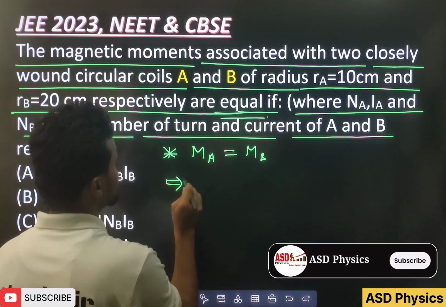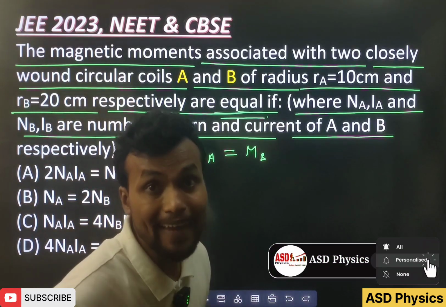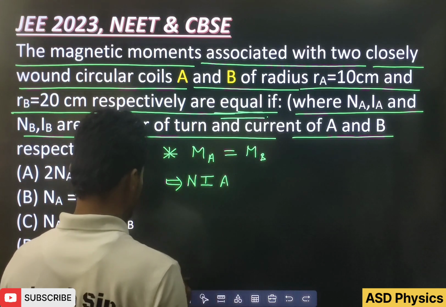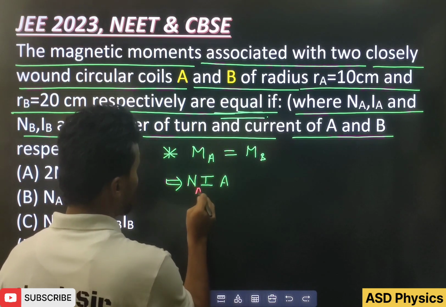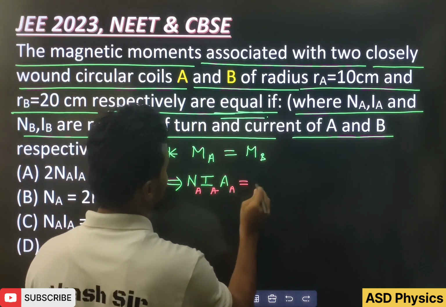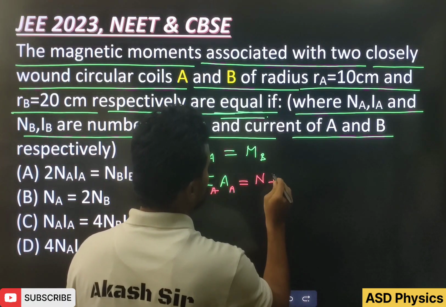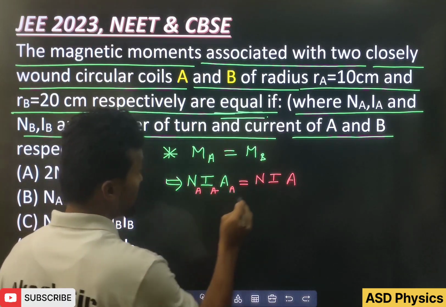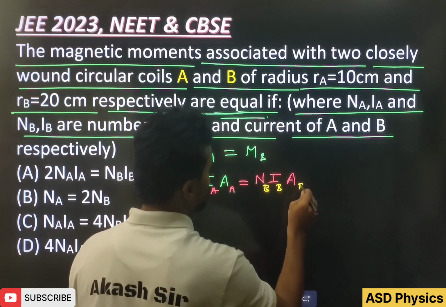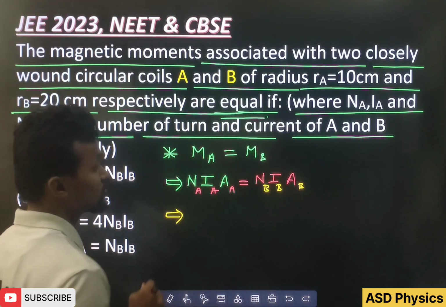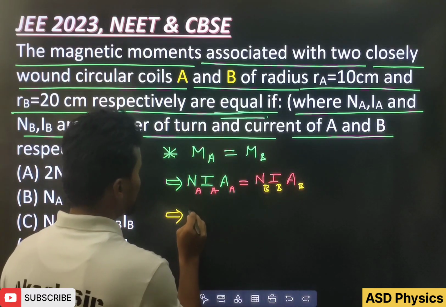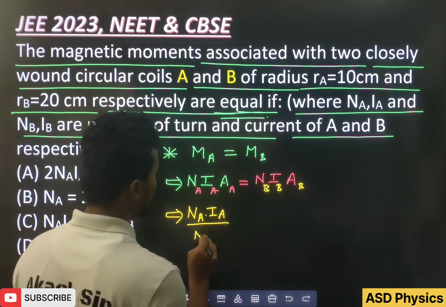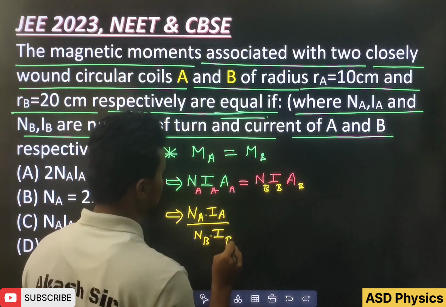Okay. Now what is the MA? I have taught you M equal to NIA. Is it? So see, NIA. Okay. And which coil am I talking about here? The coil A. Is it? Here what do you write? NIA. And which coil am I talking about here? The coil B. After that, what will this become here? Kindly see very well. I can write here, see, NAIA by NBIB. It's better to take the ratio to get the answer in an easy way.